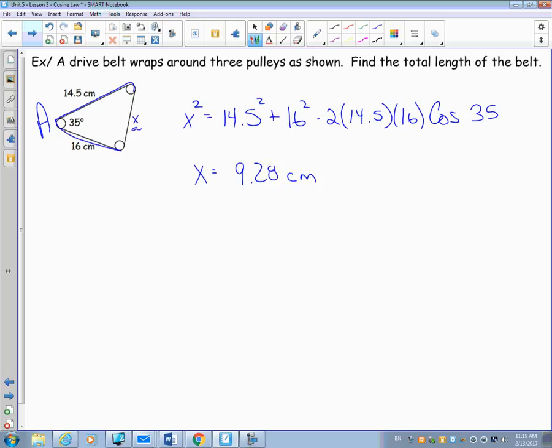The question wasn't how big is x, it was how big the belt is. So our belt is actually made up of the three pieces, so the 14.5, the 16, and the 9.28, which gives us a total of 39.78 centimeters. Okay, let's try the next one.